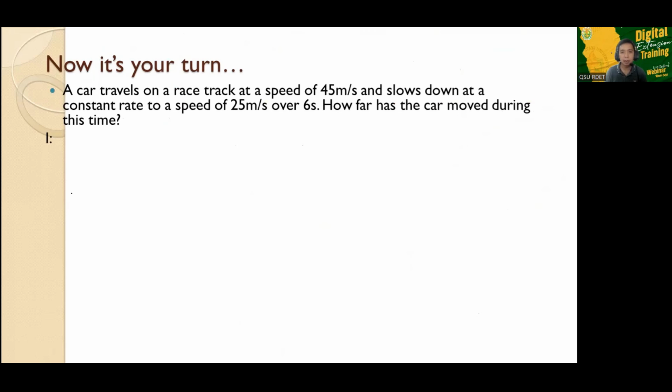A car travels on a racetrack at a speed of 45 meters per second and slows down at a constant rate to a speed of 25 meters per second over 6 seconds. How far has the car moved during this time?